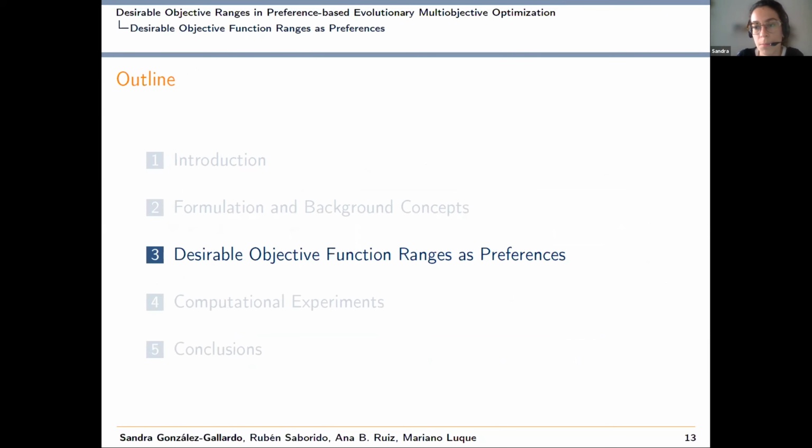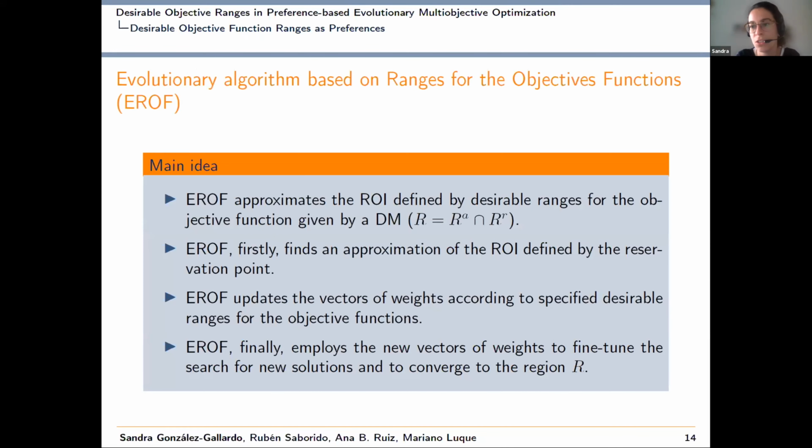I will define the new preference-based evolutionary multi-objective optimization algorithm. As I said before, this algorithm is called evolutionary algorithm based on ranges for the objective functions, and its abbreviation is EROF. The main idea of this algorithm is to approximate the region of interest defined by the desirable ranges for the objective functions given by a decision maker. And the way the algorithm proceeds is the following.